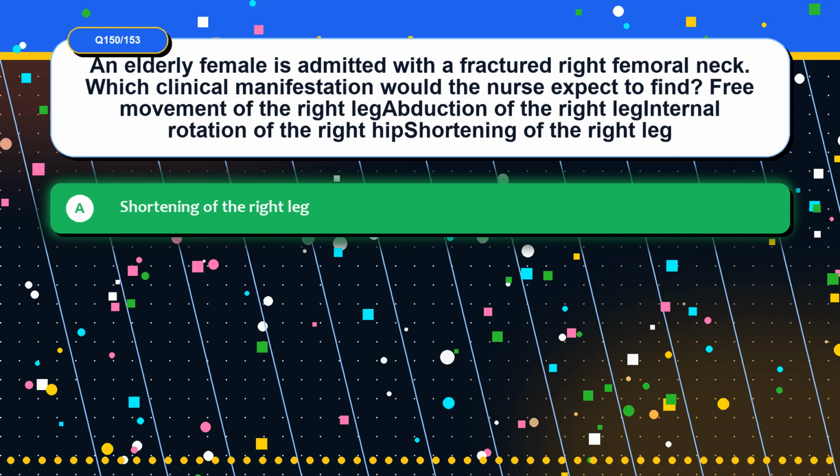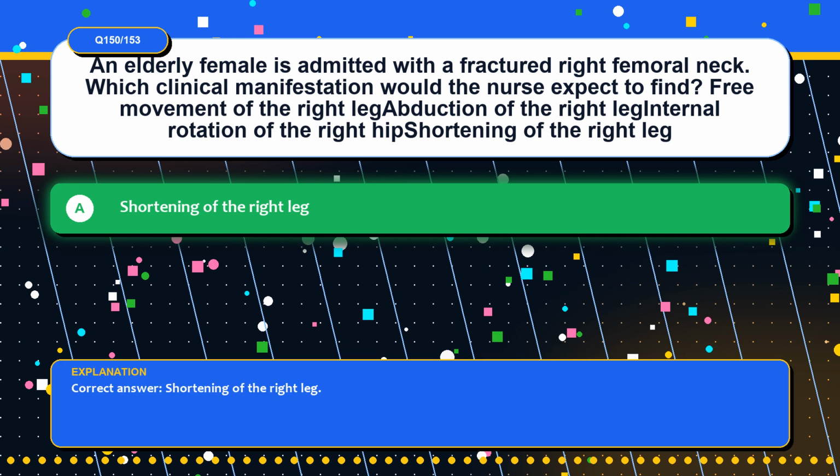The correct answer is option A. Shortening of the right leg. Correct answer.